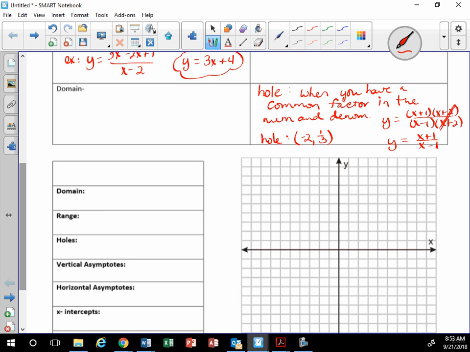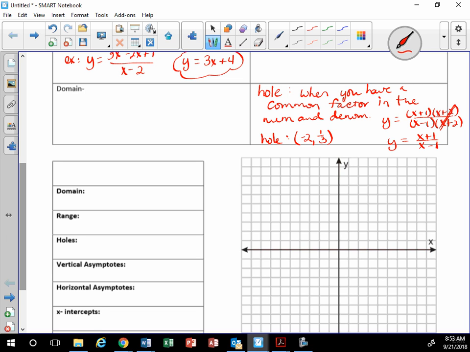Do not, no. Find any holes that exist first, and then use your reduced fraction to find everything else, okay? It's going to be a lot simpler from there. You can still find the exact same horizontal or slant asymptote. Your vertical asymptotes are only from the factors that are left, okay? Same thing with your x-intercept. You're not going to have an x-intercept with that numerator factor.